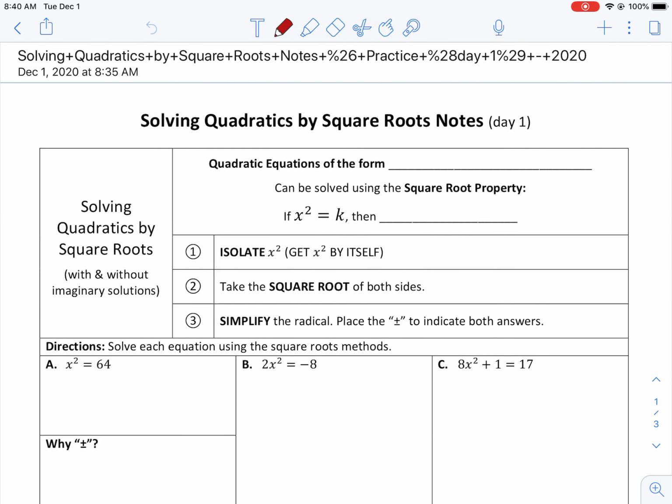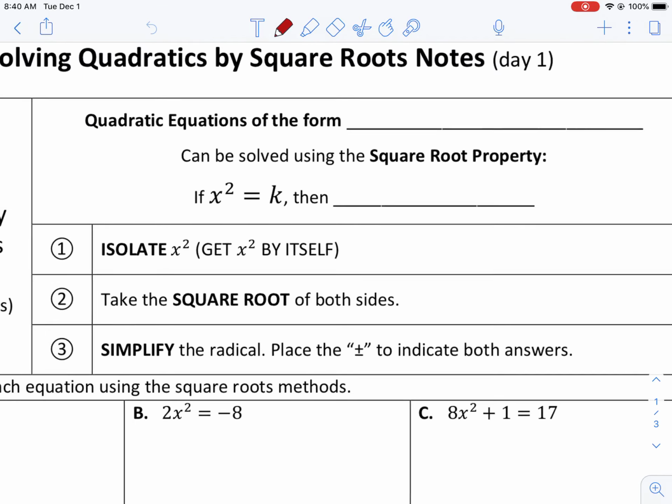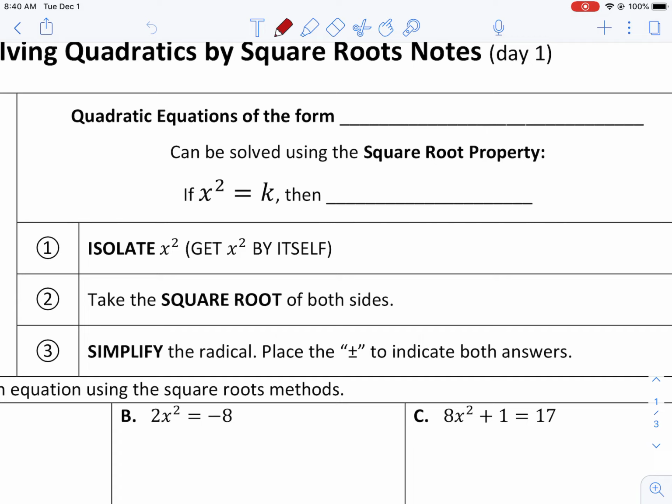Hello, this is going to be a video on solving quadratics by square roots. We haven't exactly talked about that in this class, but this is something that you learn to do in Algebra 1, all right?